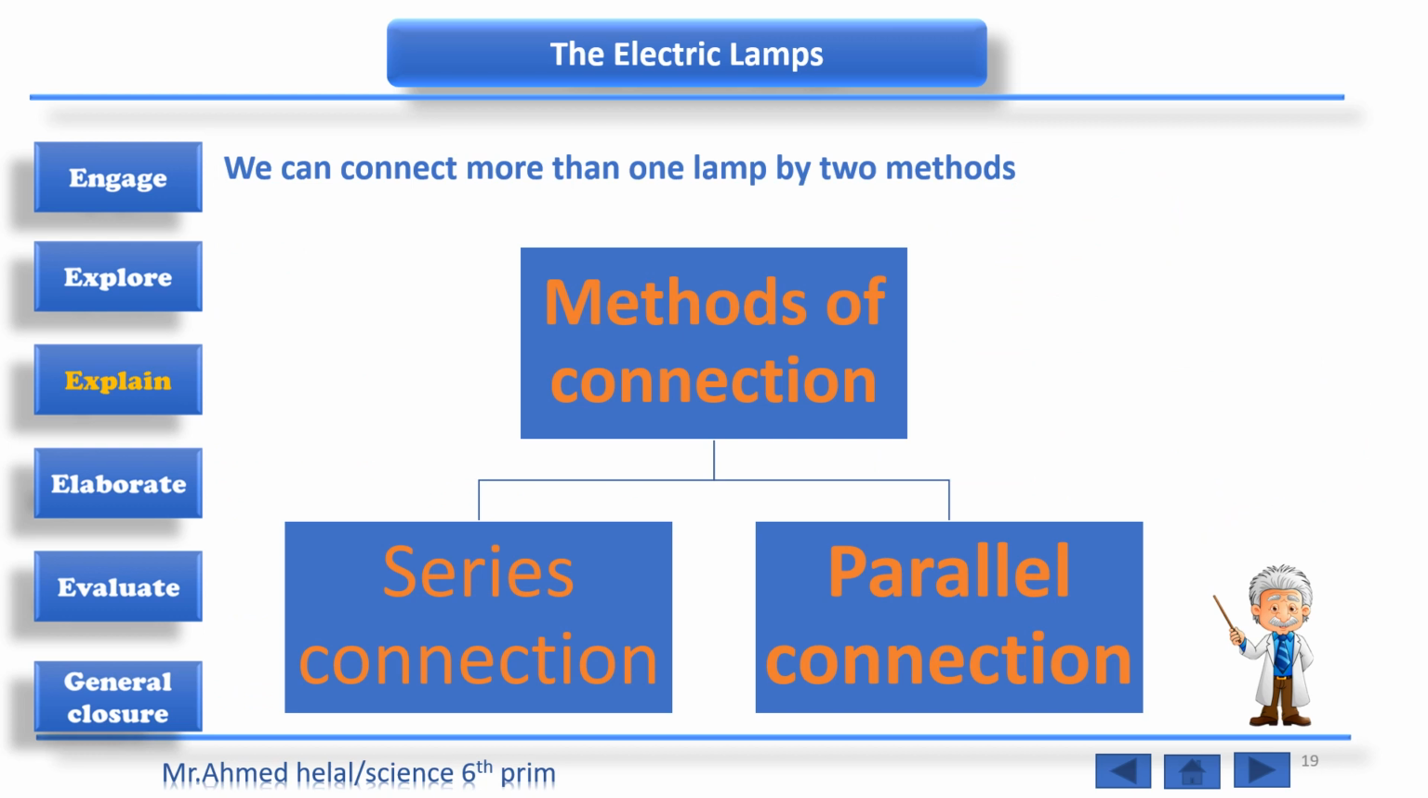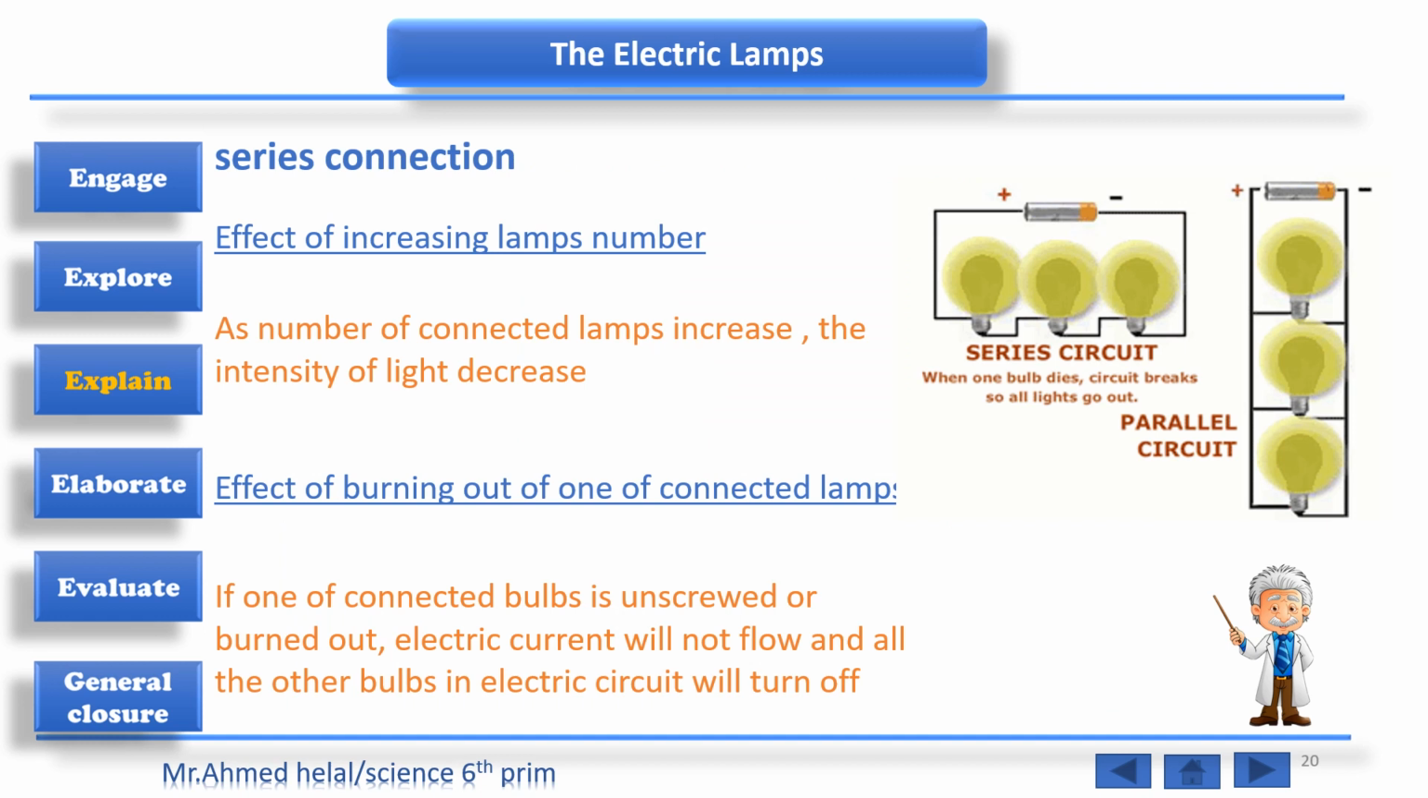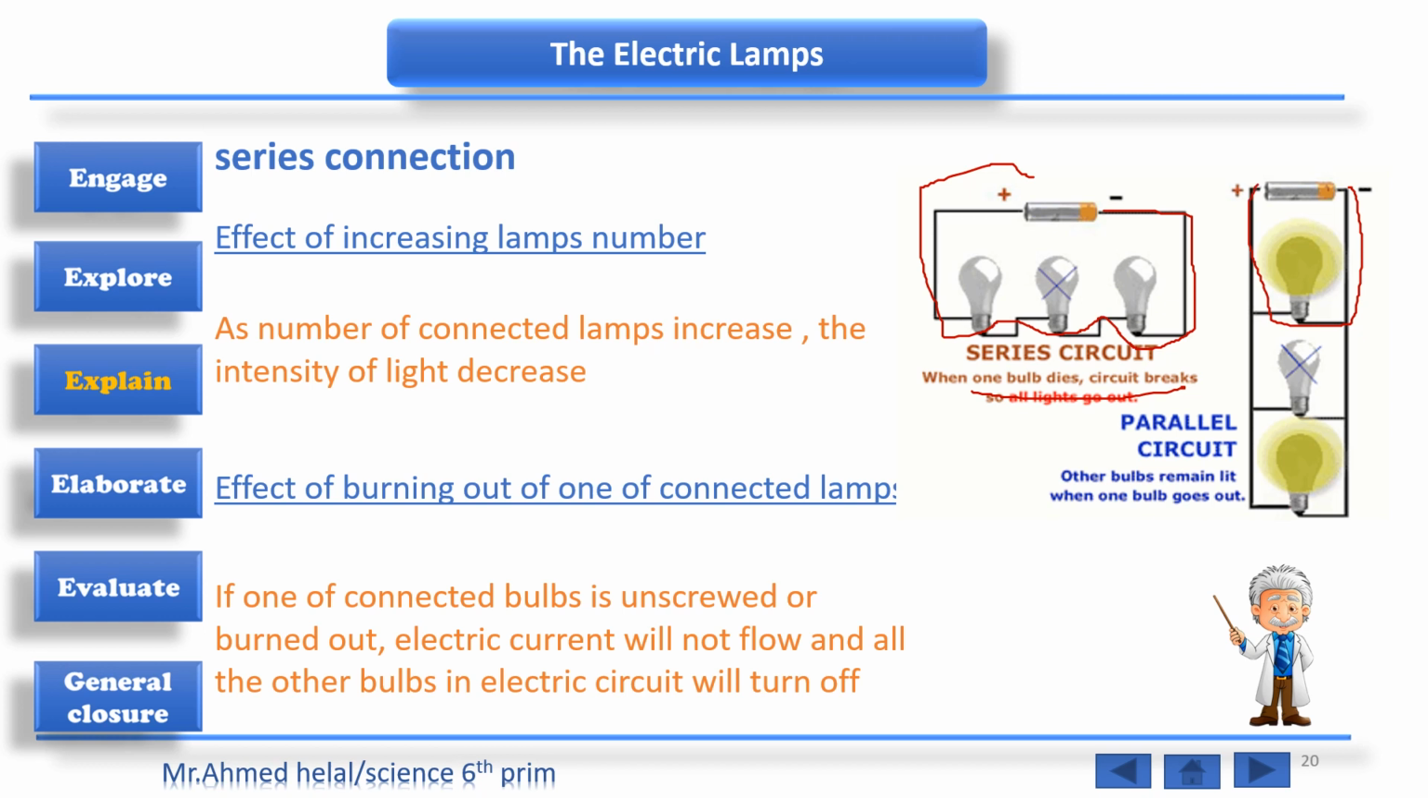After we studied the electric circuit, we have two ways to connect lamps in the electric circuit. The first is called series connection, and the second is called parallel connection. What is the difference between the series connection and the parallel connection? Let's have a look. First, we'll talk about the series connection. This is the series connection, or the series circuit. And this is the parallel. Have a look. In the series connection, this is the path of electric current. And in the parallel connection, there are several paths of electric current.